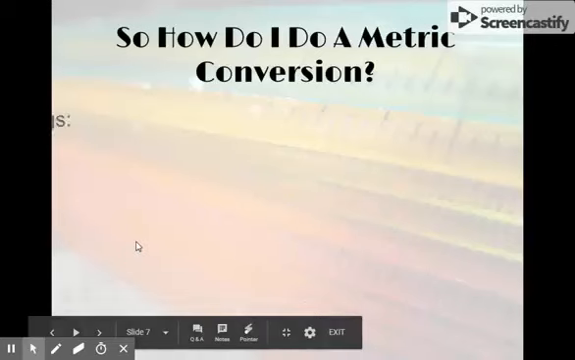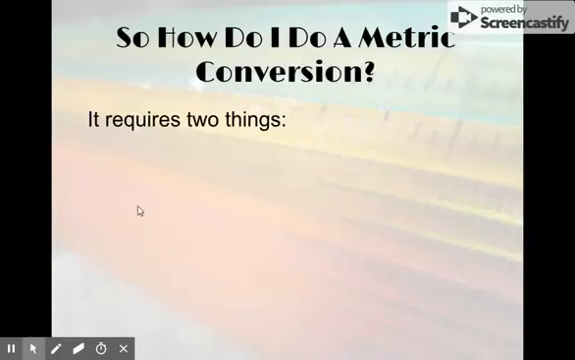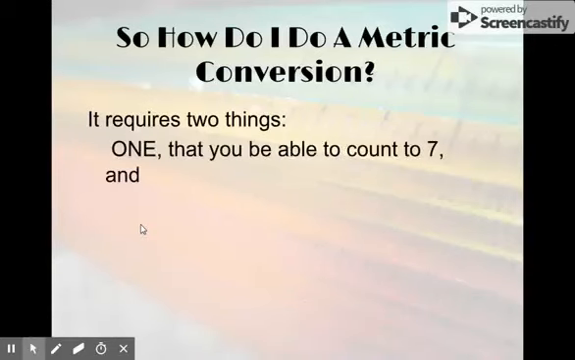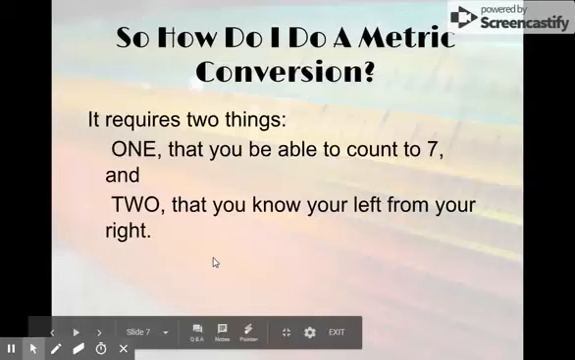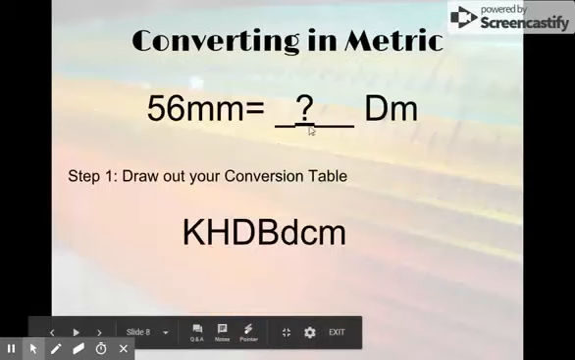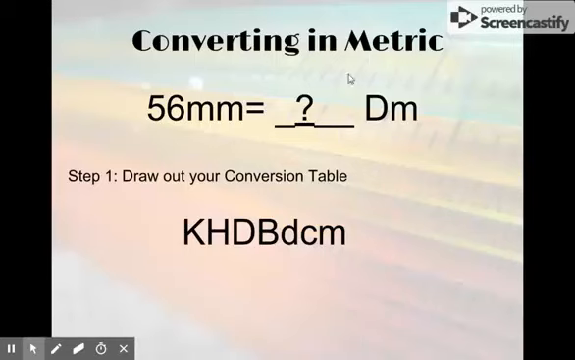So how do we do a metric conversion? It requires us to be able to do two things. One, that we're able to count to 7. I think most of us can do that. And two, know our left from our right. Okay, so we're going to go through each step, and you should have this example in your notes. 55 millimeters equals how many decameters?